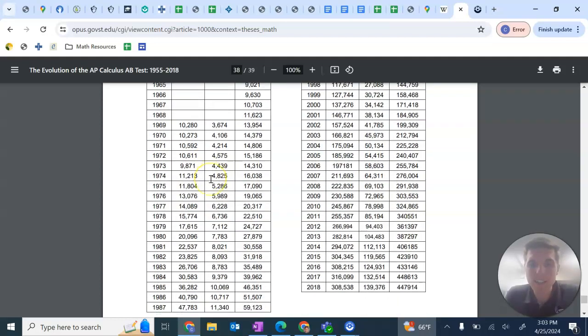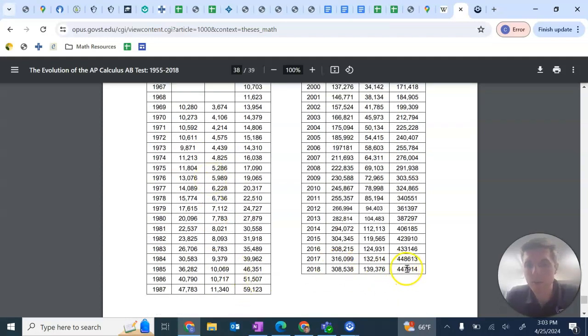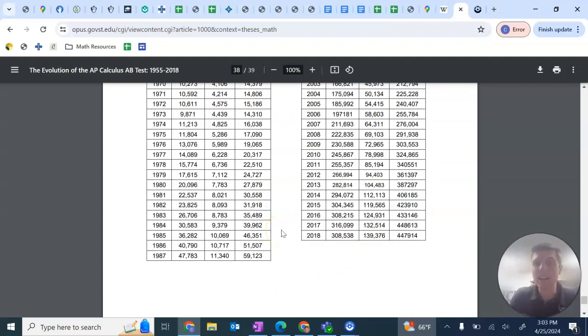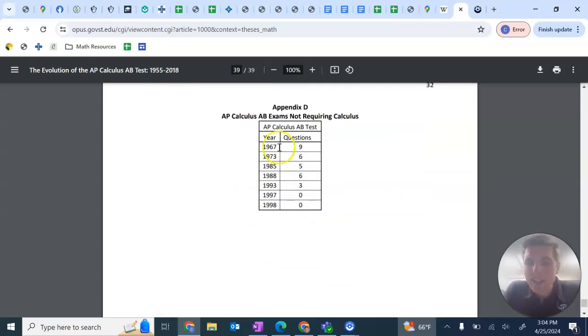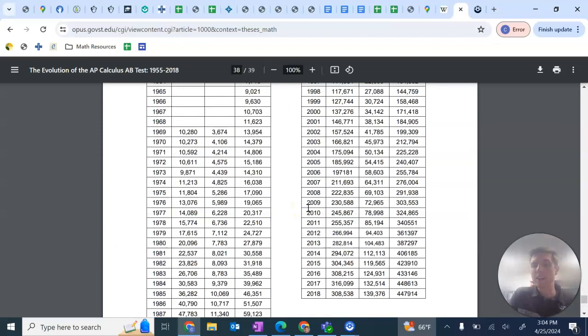And since then, look at how these numbers have just ballooned. We're up to 447,000 kids who took the test in 2018, compared to the 11,000 in 1968. That's crazy. Calculus has a lot of people taking this test. I just thought this history was kind of interesting. There used to be pre-calc questions on here. Now there's definitely zero.